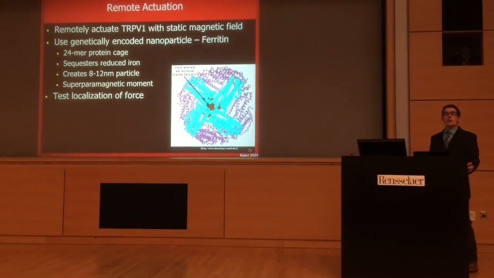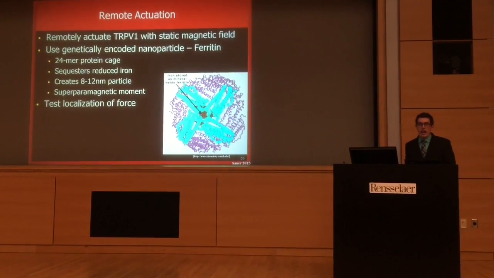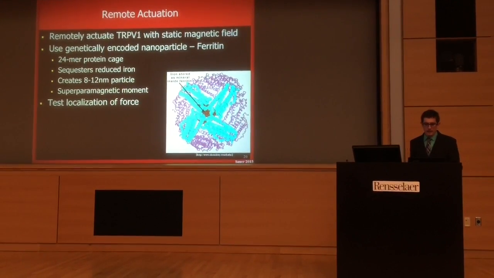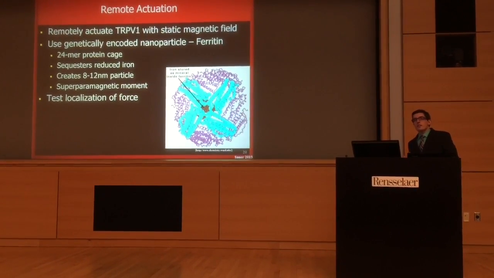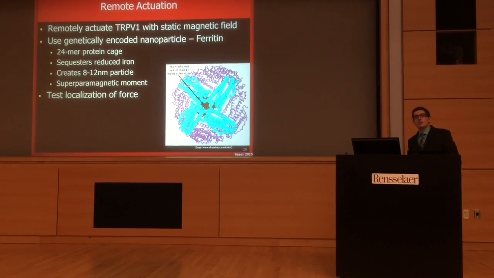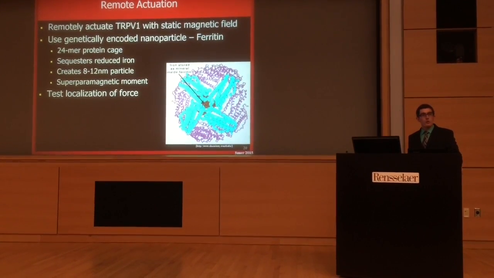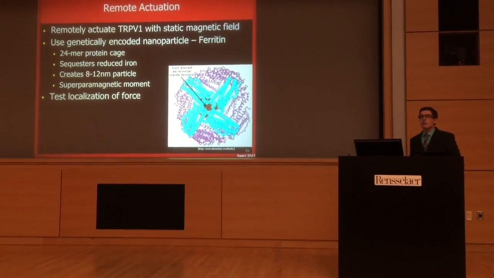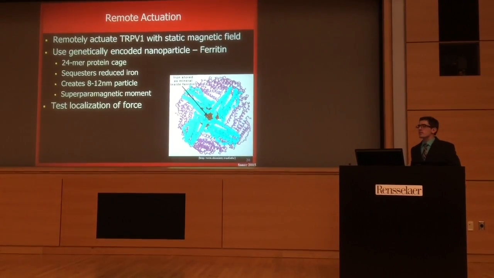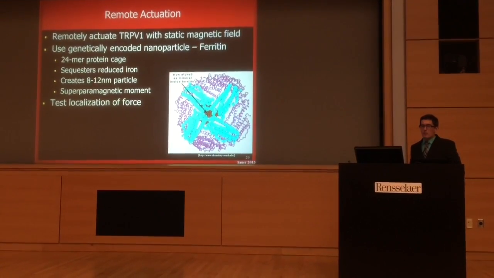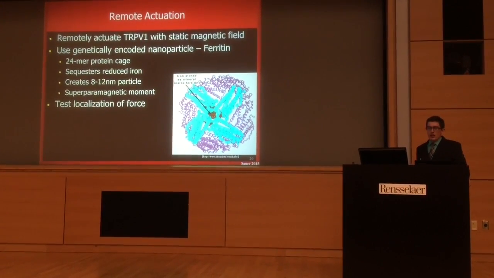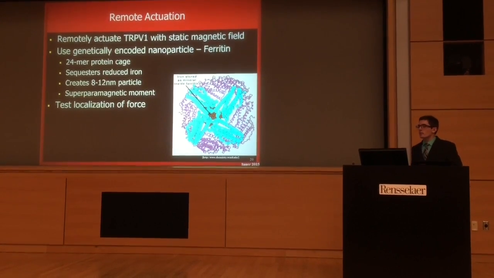So now we wanted to do something with this. We wanted to remotely actuate TRPV1 for a therapeutic effect. To do this, in the 2012 Science paper, external nanoparticles were used, which, while they were efficient, required injection of nanoparticles to the site of action. With collaborators at Rockefeller, we used an entirely genetically encoded process.